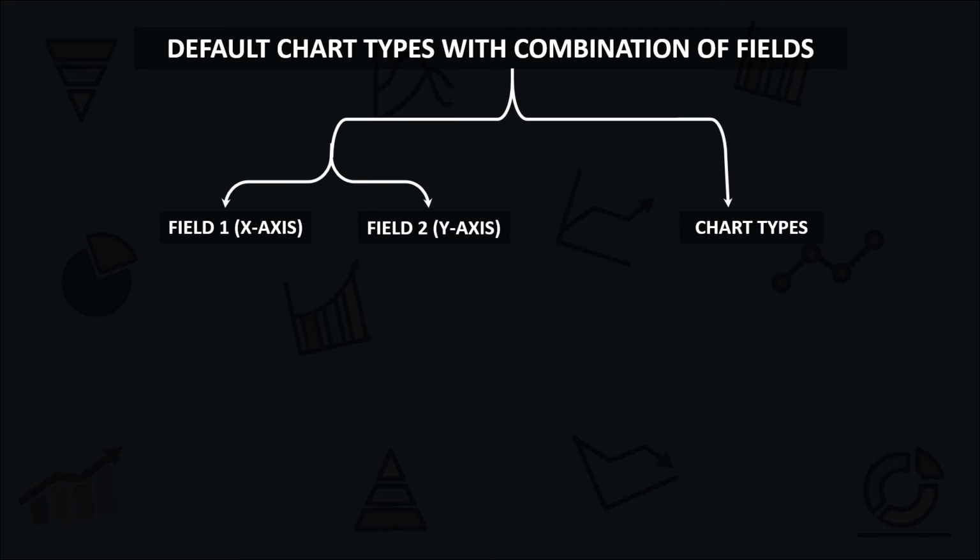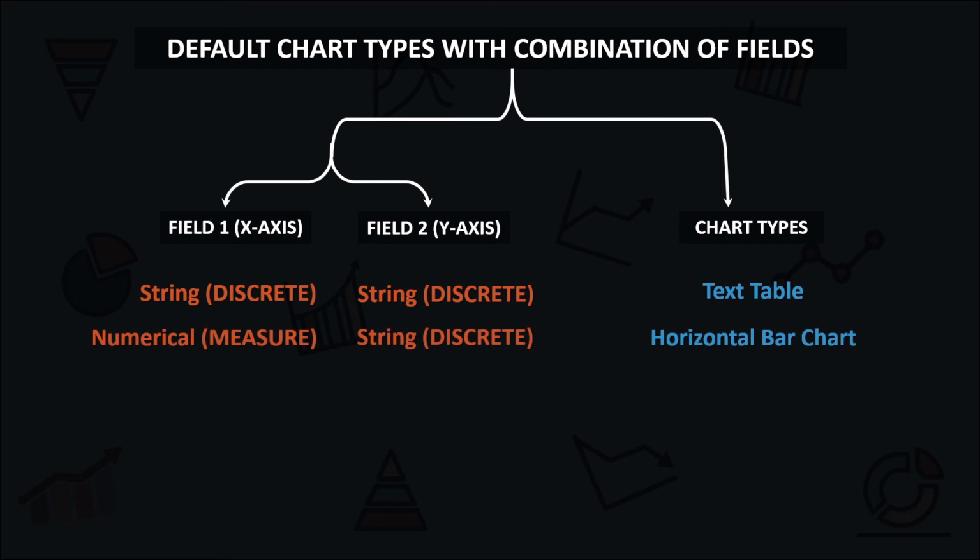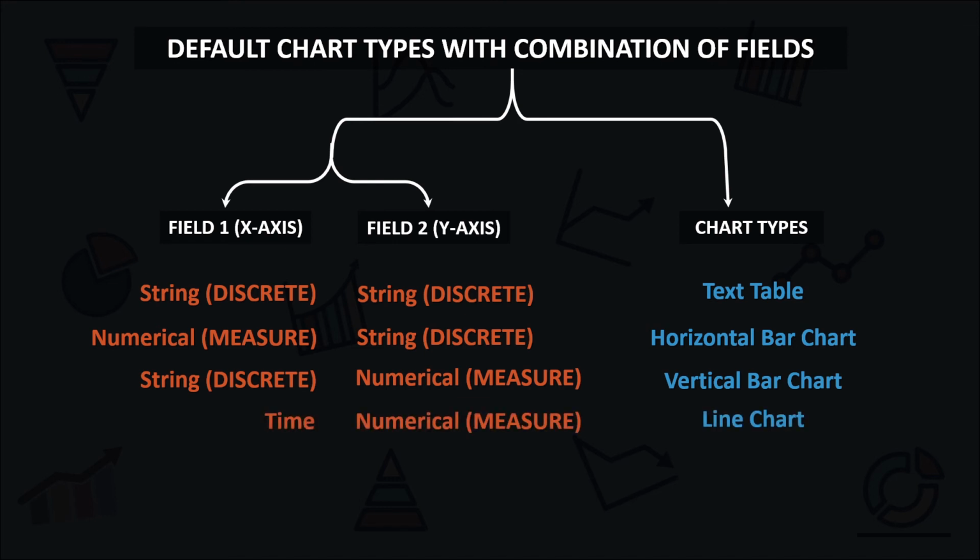That is, if we'll be using on x-axis a discrete attribute and on y-axis also a discrete attribute is used, then the chart would be text table. If on x-axis is a numerical measure and y-axis it is discrete, then the default chart is horizontal bar chart. If on x-axis it is discrete and on y-axis it is numerical measure, then the chart would be vertical bar chart. And if x-axis is time and y-axis is numerical measure, then it would be a line chart. And similarly, if x-axis is numerical and y-axis is also numerical measure, then by default chart is scatter plot.